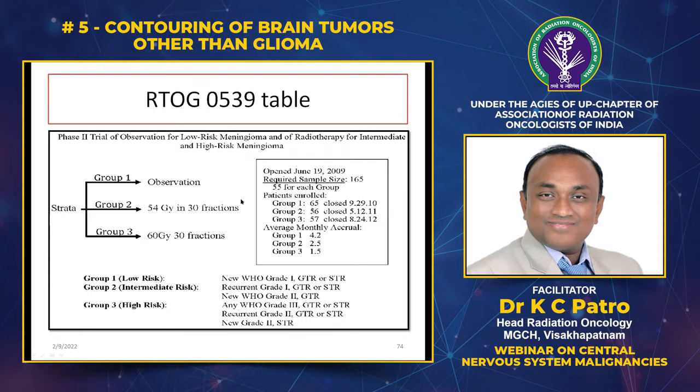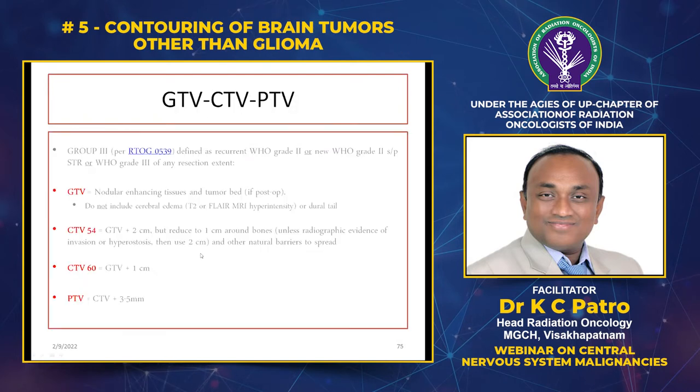In group 1, you can observe. In group 2, you can go for the 54 Gy in 30 fractions. Group 3, you can go for the 60 Gy in 30 fractions. So if you see the GTV, CTV, PTV, in group 2, the GTV is nodular enhancing tissue, tumor bed if postoperative. Do not include cerebral edema or dural tail.